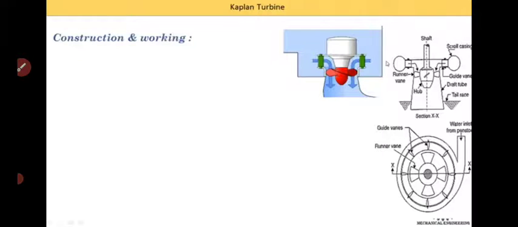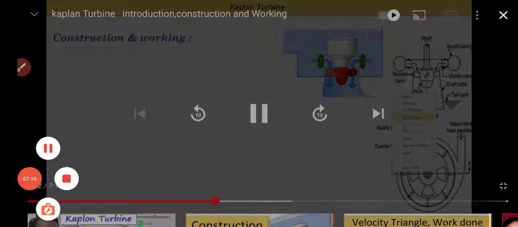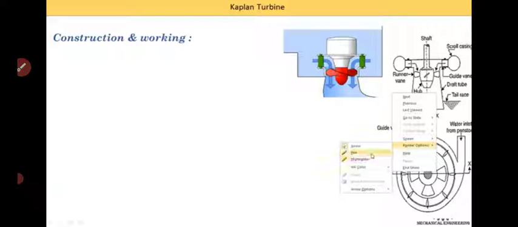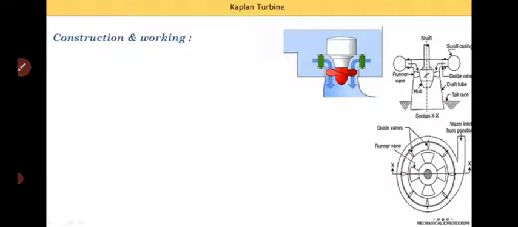So here we understand the construction and working of a Kaplan turbine. Here you see the figure. This figure indicates the front view, meaning this upper part is the front view of the Kaplan turbine, and this is the top view of a Kaplan turbine. Okay, and this is the colored image of this turbine. So there are generally 5 parts, and its components are similar to a Francis turbine.